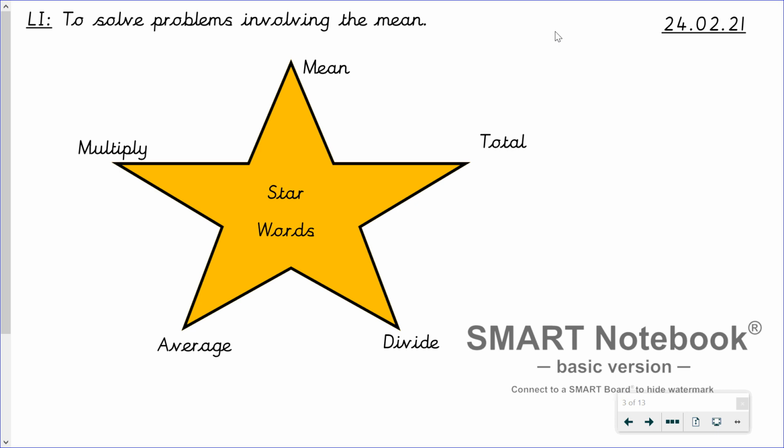Now today we're looking to solve problems involving the mean. There's going to be different types of problems that we're going to look at, and you're going to use what we learned about the mean yesterday to solve them. So our star words again are mean, total, divide, average, and we will need to multiply today to solve some of those problems.